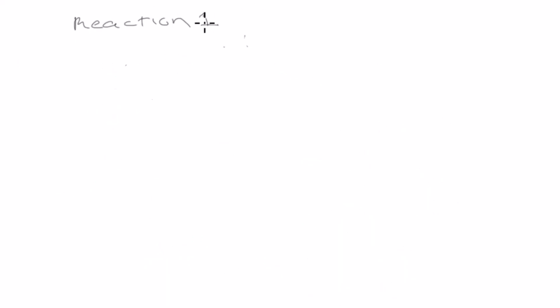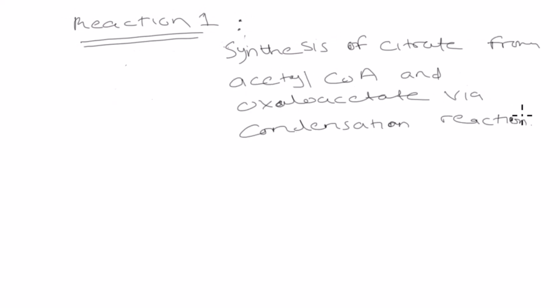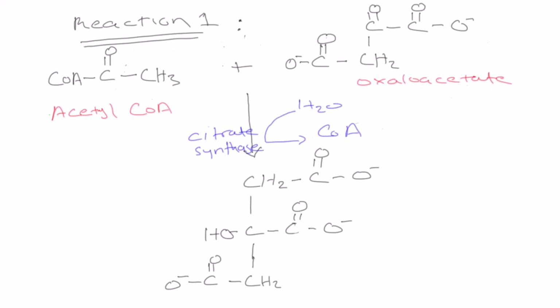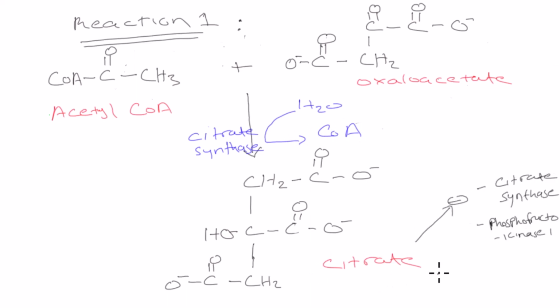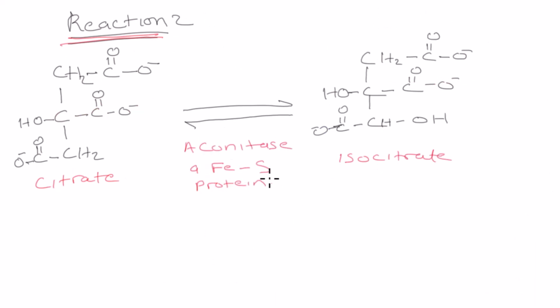The cycle begins with the synthesis of citrate from acetyl-CoA and oxaloacetate via a condensation reaction catalyzed by citrate synthase. Citrate inhibits citrate synthase and phosphofructokinase, the rate-limiting enzyme of glycolysis, and it activates acetyl-CoA carboxylase, the rate-limiting enzyme of fatty acid synthesis. In the second reaction, citrate is isomerized to isocitrate by the enzyme aconitase, an iron-sulfur (FeS) protein.